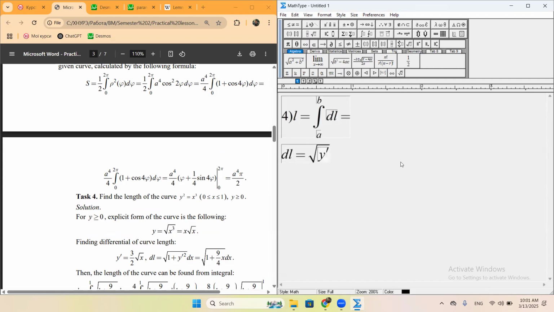y prime to the power of 2 plus 1 dx. So in our case, the function is given in implicit form, so let's write it in the explicit form. For x from 0 to 1, it will look like the square root of x cubed. And by the way, let's plot this graph.